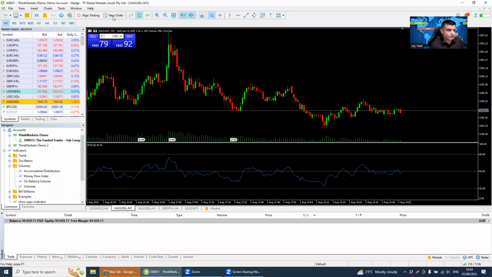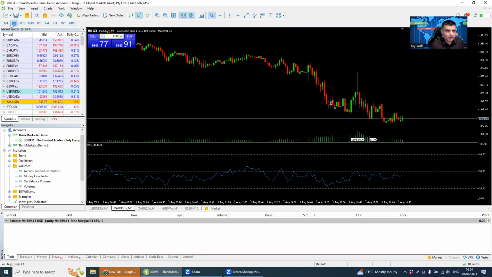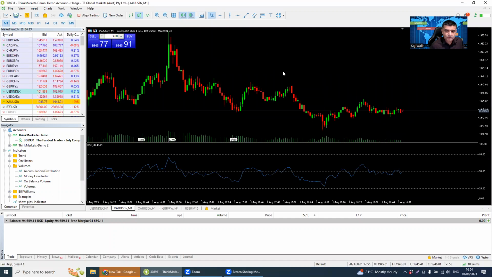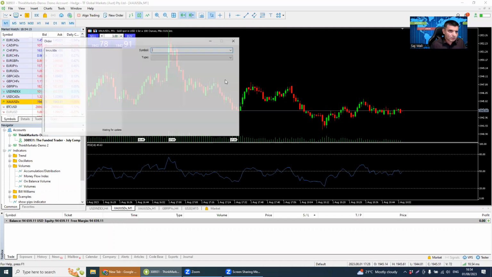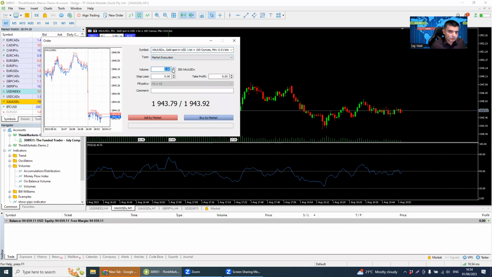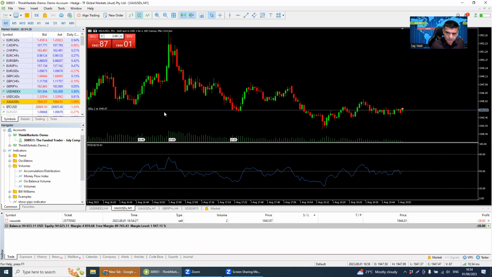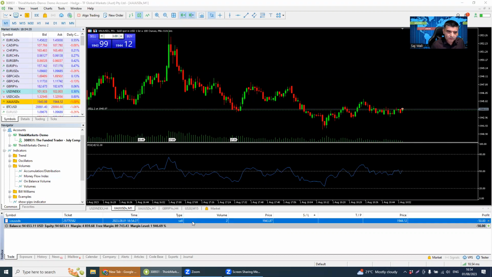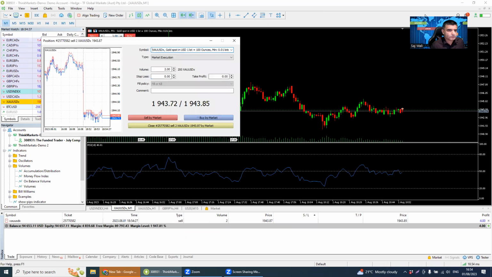So currently, I'm on a 1 minute chart of gold, and let me put the trade. Let me put two lots just to show you, and put a sell trade, and now double click on that trade, and this box will appear.